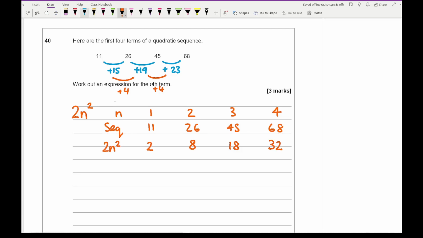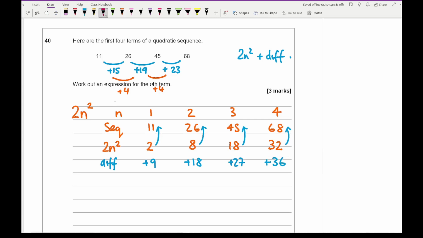Now the next thing I then need to do from this is to work out what the difference is going to be. So here if I work out the difference, the nth term is going to be 2n squared plus whatever the difference is going to equal. So here the difference to get from 2n squared to the sequence is plus 9, then it's plus 18, then it's plus 27, and then it's plus 36.